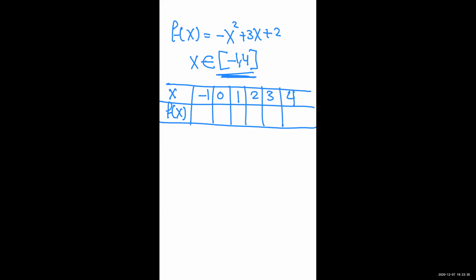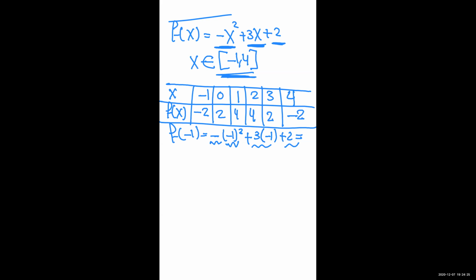For -1, f of x means negative (-1) squared plus 3 times -1 plus 2. Now we can get it easily. f of -1 equals -(-1) squared plus 3 times -1, then plus 2. So it will equal -1 plus -3, so -4, plus 2, which equals -2, and so on for all the values like this.